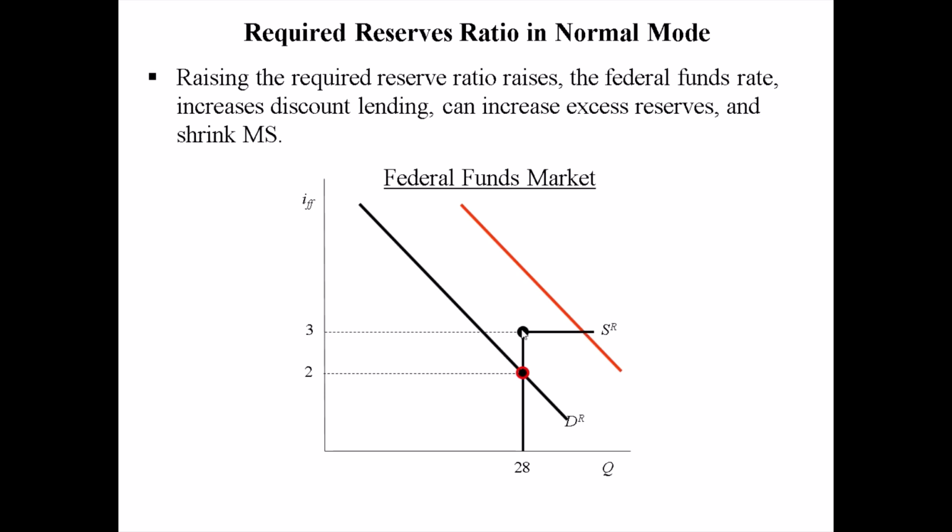For example, here, an increase in the required reserves ratio from, say, 10% to 20% might push the demand for reserves out to the red curve. And at this new equilibrium here, the discount rate is now binding. In order to prevent the federal funds rate from going up to the demand curve, the Fed has to make this difference in discount loans. So 31 minus 28, 3. The Fed has to make $3 billion in discount loans to prevent the federal funds rate from going up to the demand curve. So that's how the Fed makes the discount rate a binding price ceiling in this case.